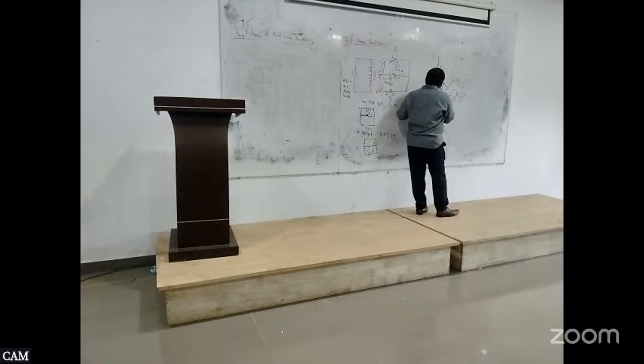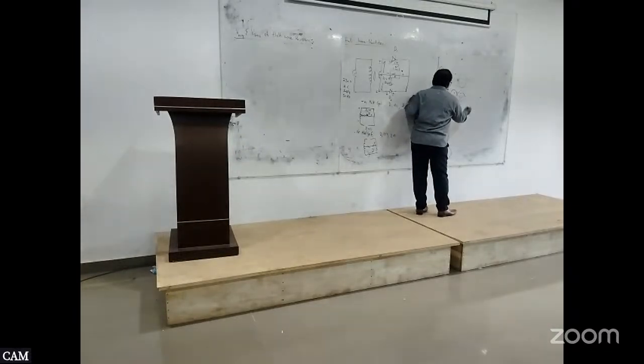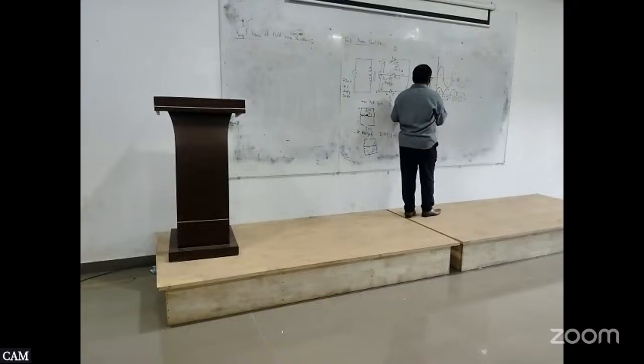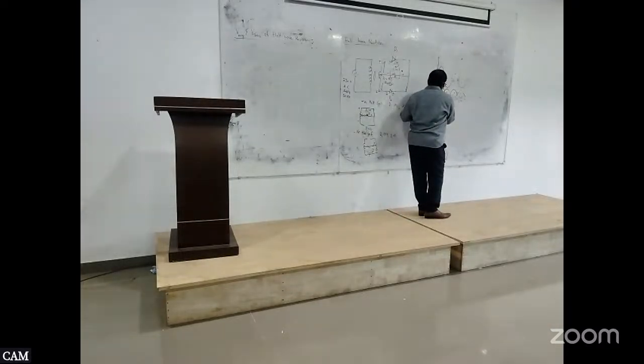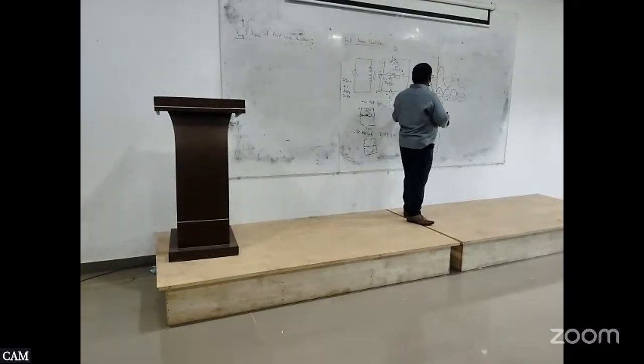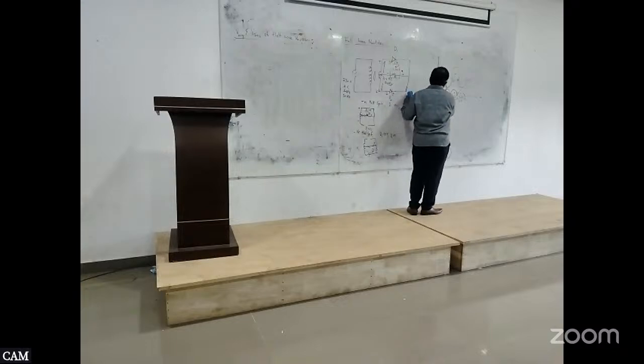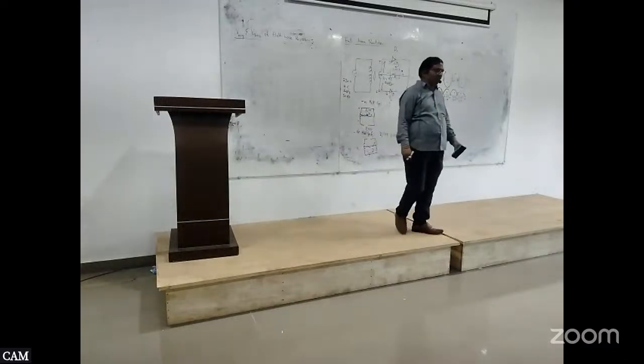Okay, what is the time period now? So the time period is pi. For the full wave rectifier the time period is pi. Why? Because it is repeating at pi only. 0 to pi it is repeating, pi to 2 pi also pi only, 2 pi to 3 pi also pi only. So it is repeating.